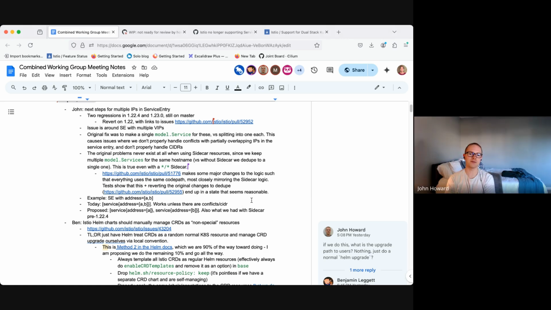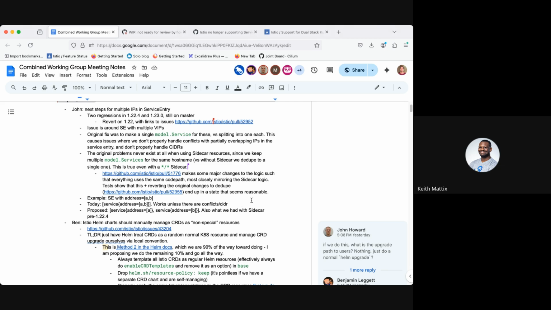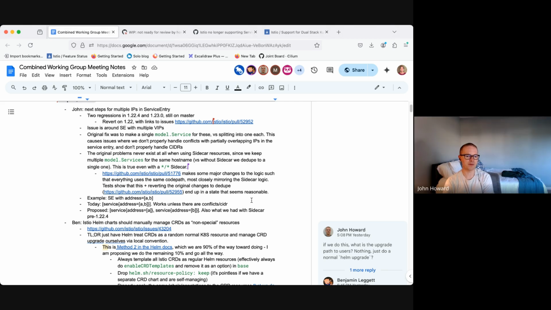Matches. So listed, I missed IPs. That context. Okay. That's not why I opened it. I opened it for ambient, where we use it.